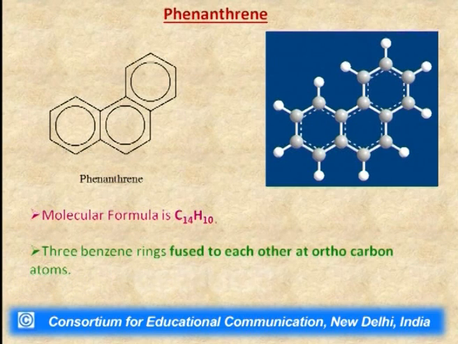And these three benzene rings are fused at the ortho carbons. Ortho position means the 1-2 position of these two carbons. So this is the ortho position, and the third benzene ring is again at the ortho position, which is angular to the first two rings.